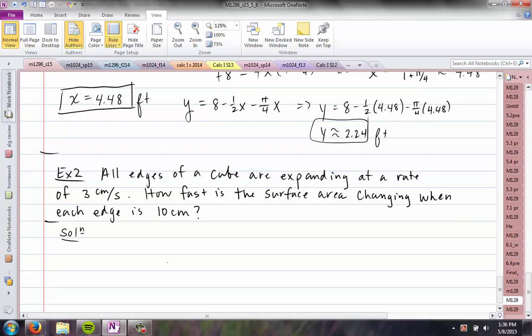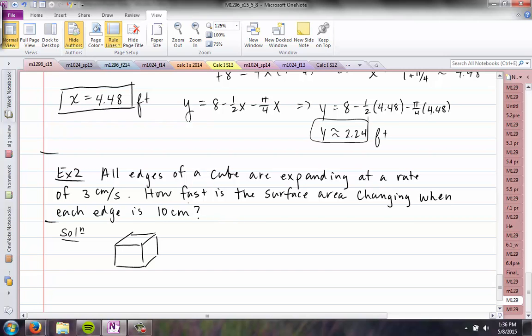All edges of a cube are expanding at a rate of 3 centimeters per second. How fast is the surface area changing when each edge is 10 centimeters? So I'm going to draw a little picture here to start out that I have a cube. So I will be labeling some stuff on there. An important thing is what the question is. That's going to tell me what type of problem this is and how to approach it.